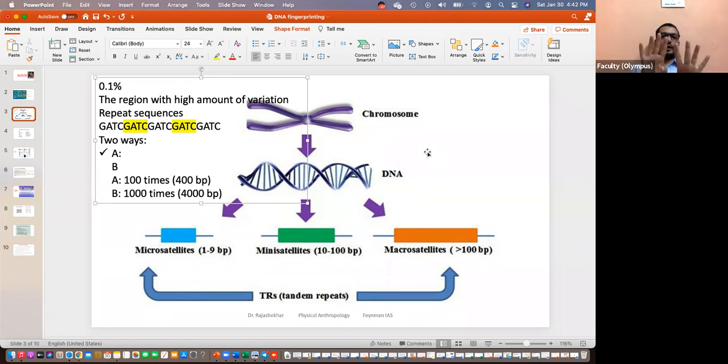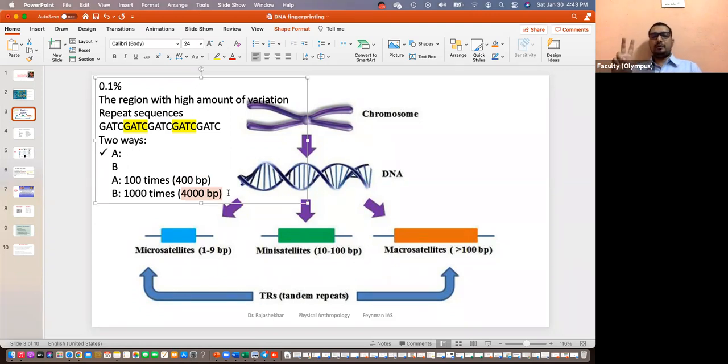4 letters, another 4 letters will be 8, another 4 letters will be 12, like that. So a sequence with 4 letters repeated 100 times, 4 into 100 is 400 base pairs. And 4 into 1,000 is 4,000 base pairs. The fragment containing this sequence will have 400 base pairs if it repeats 100 times, and if it is repeated 1,000 times, 4,000 base pairs. So can we differentiate the size of two fragments? Is it possible to pick that difference?